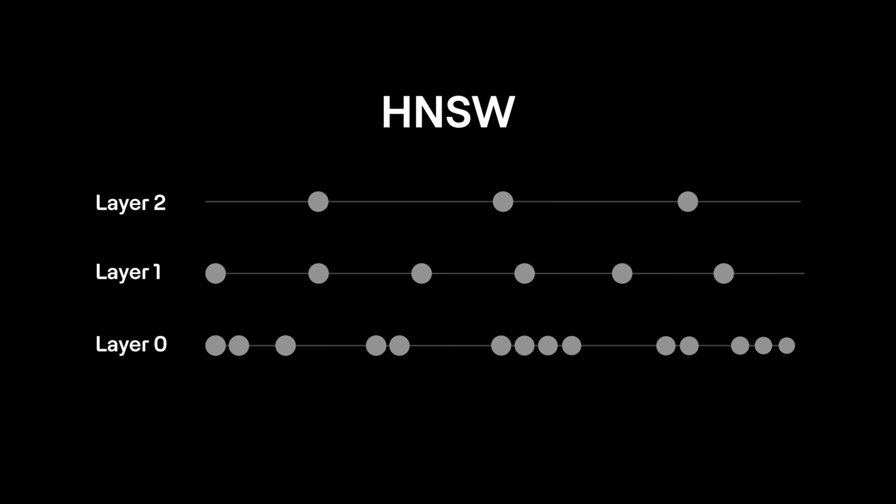HNSW, short for Hierarchical Navigable Small World, provides high recall at low latency and is a strong default choice. It's a multi-layer graph where vectors are nodes connected to nearby neighbors. The top layer is sparse, so searches start with large jumps across the space. Each layer down becomes denser with shorter connections for gradual refinement. And by the time search reaches the bottom layer, which contains every vector, it only needs to compare a small number of candidates to find the nearest neighbors.